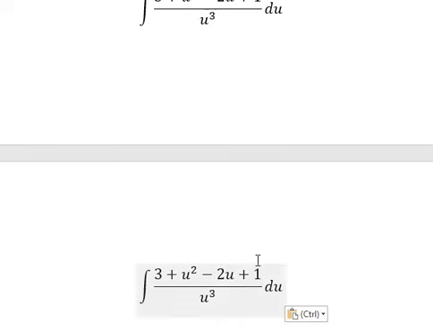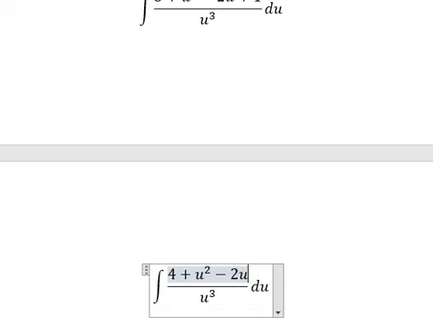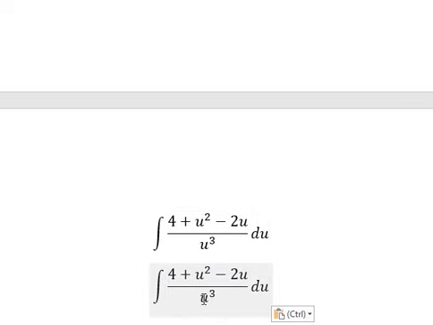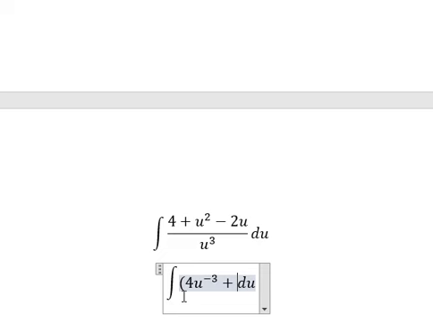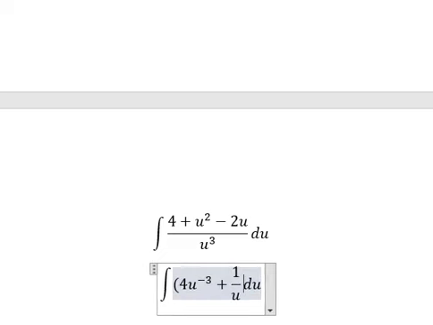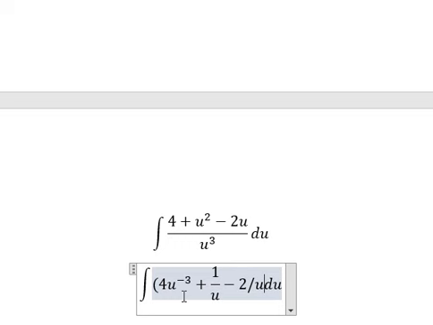So 3 plus 1, we have 4. So this one divide this one. So we got 4u to the power of negative 3. The next one we have 1 over u. The next one we have negative 2 over u squared.